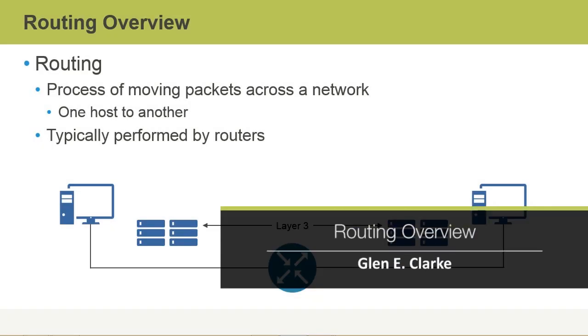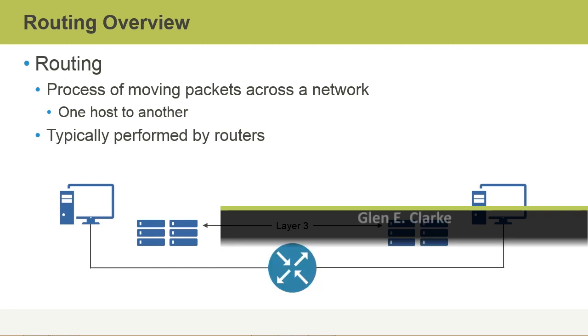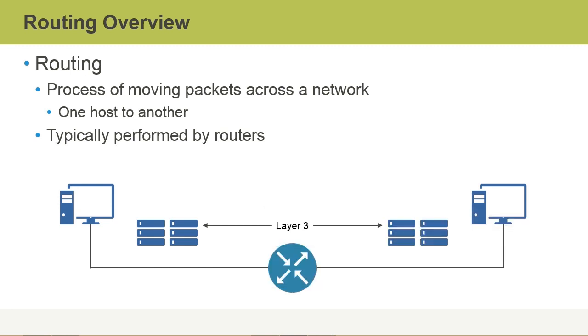In this video, we'll give an overview of the routing process. Routing is the process of moving packets across networks, and these packets are originally sent by a system on one network. They're received by that network's router. That router then determines where it needs to send the data, which typically involves sending the data to the router on another network. Once that router receives the information, then it can send the data inside its network.